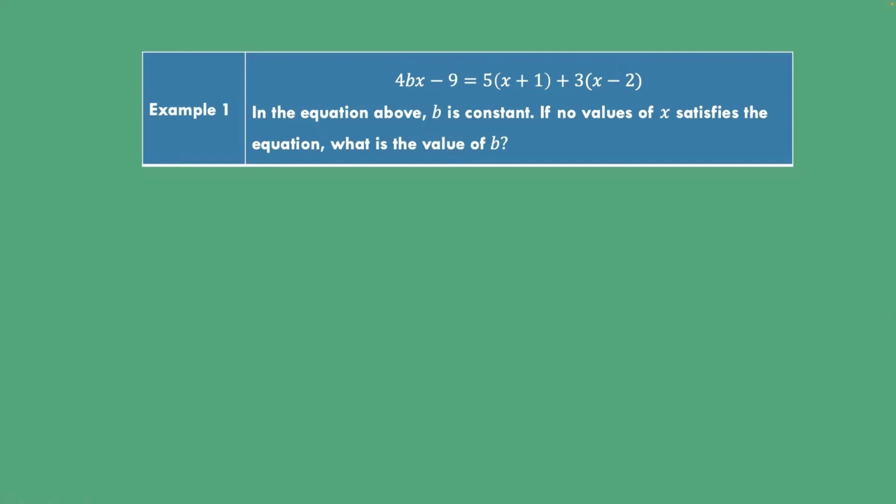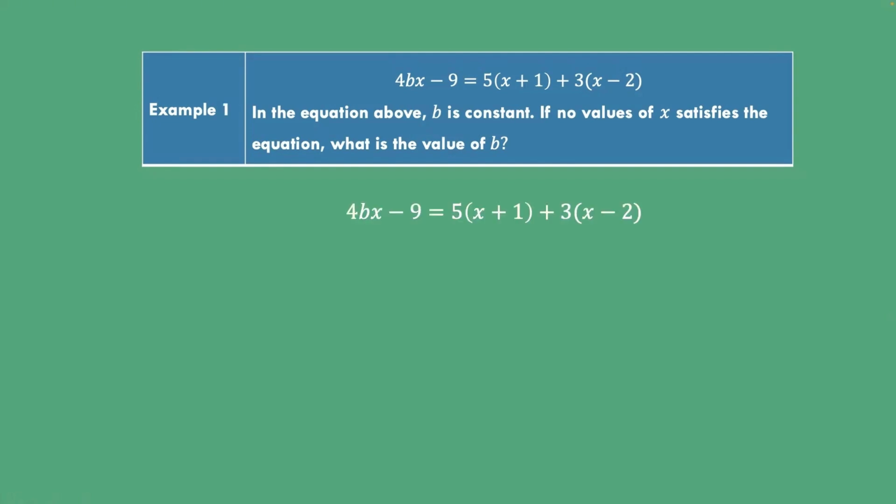The first example: 4bx minus 9 equals 5 times the quantity x plus 1 plus 3 times the quantity x minus 2. In the equation above, b is a constant. If no value of x satisfies the equation, what is the value of b? Our goal is to find the value of b that results in no solution for x.